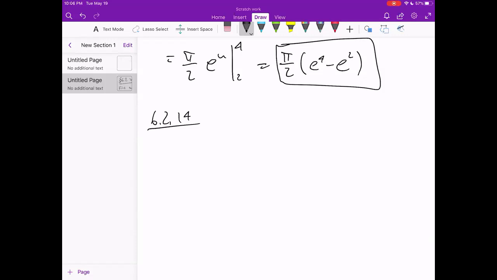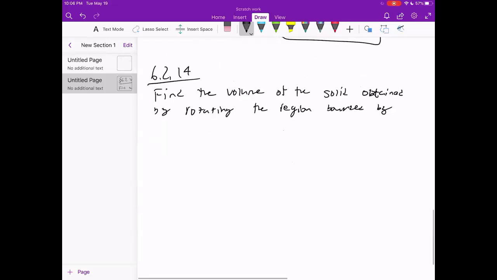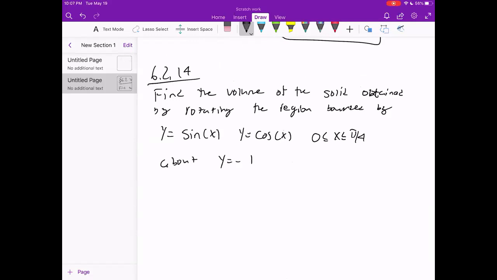So we have: find the volume of the solid obtained by rotating the region bounded by y is equal to sine x, y is equal to cosine of x, x is between 0 and pi over 4, about y is equal to -1.